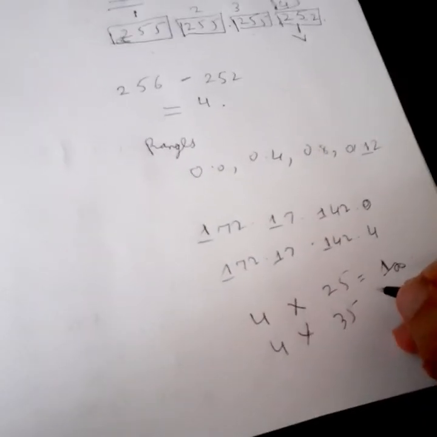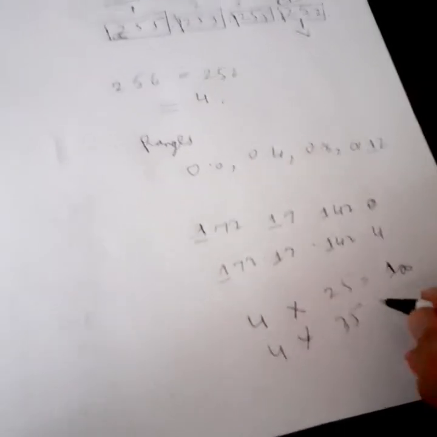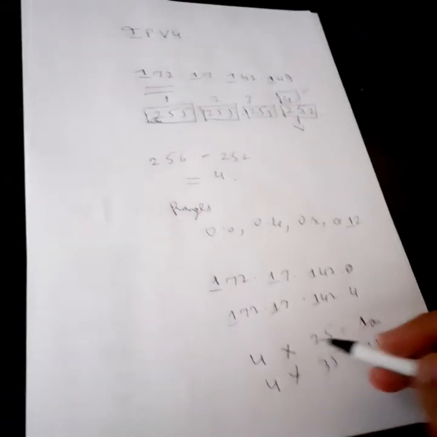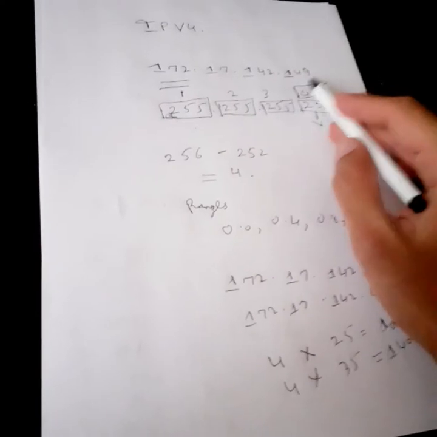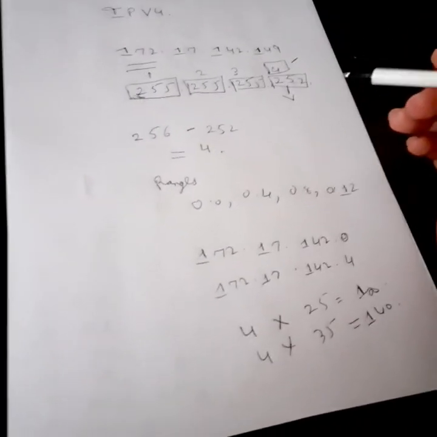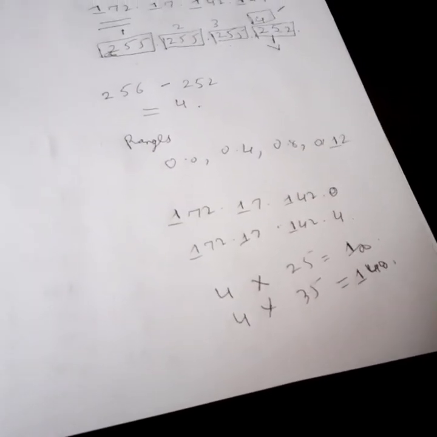So 4 into 35 is going to be 140. Now we are getting closer. Now as we know that this is 149, everyone, here we go. Right. So as we know that, I think I lost the track a bit down there.